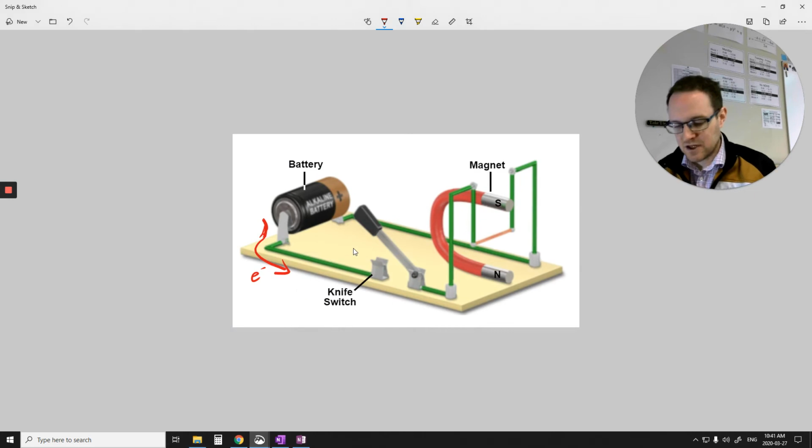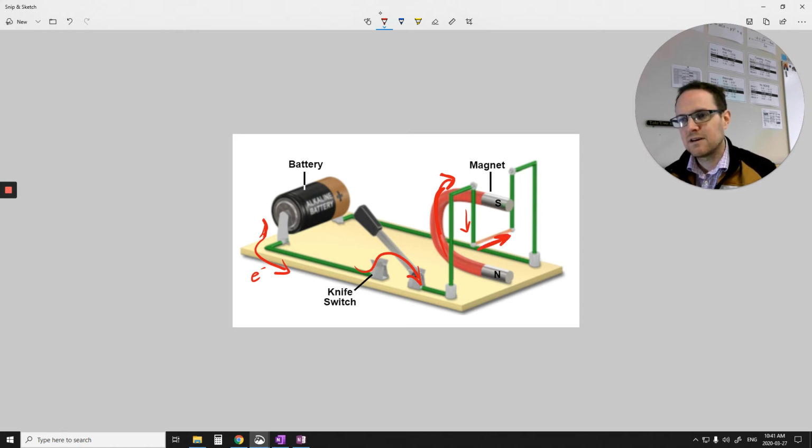So let's go back to the picture here. So the electron flow, when I close this circuit, we got this little knife switch. So this will close up the circuit, so the electrons will flow through the circuit. They'll flow through all this. They'll go up this wire over here. They'll go down here. They'll go across this piece here. That's going to be inside this magnetic field, and then complete this circuit. I'm really just worried about this piece right here.